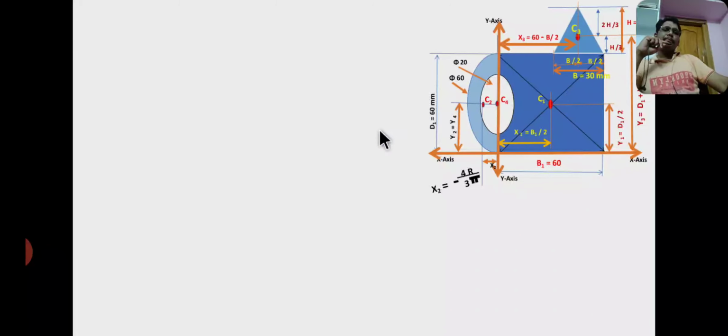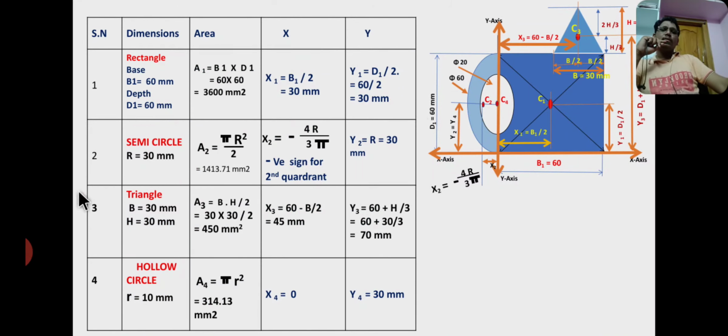From the figure, the values are: these are section numbers, dimensions, individual areas, and the individual centroids. The first section is a rectangle having area A1 equal to base into depth, that is 60 by 60 equal to 3600, and area 2 is the solid semicircle, that is pi r square by 2. A3 is the solid triangle, and A4 is the hollow circle. Already I have explained, sections 1, 2, 3 are solid sections. Section 4 is a hollow section, so you have to consider A4 with a negative sign.